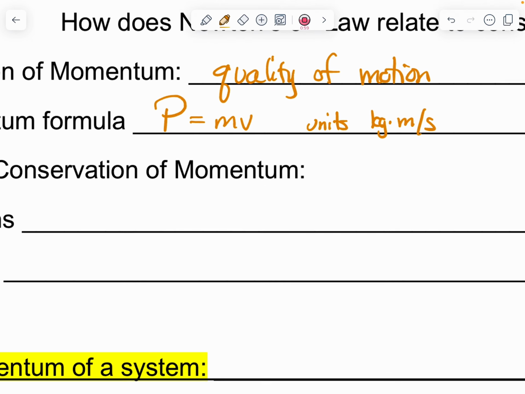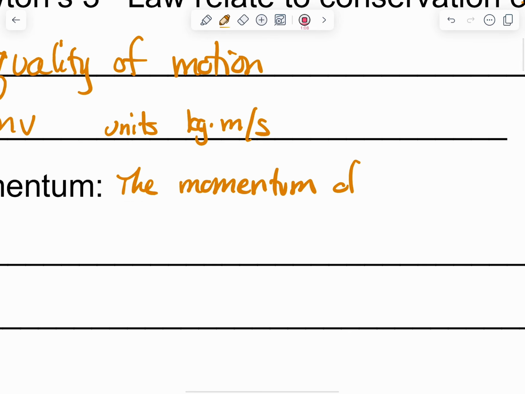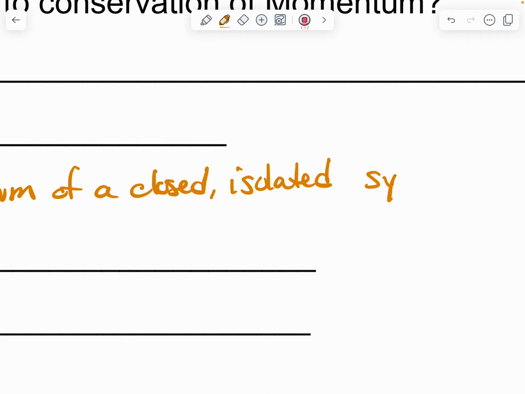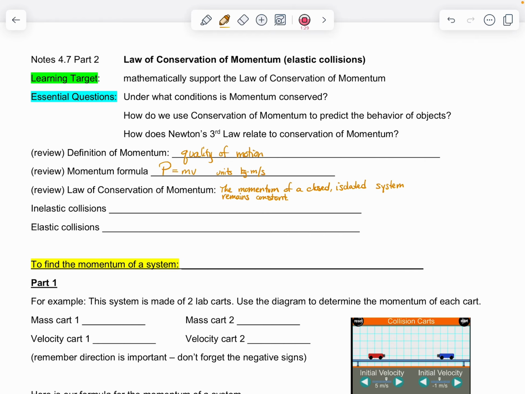Our law of conservation of momentum says that the momentum of a closed, isolated system remains constant. Right? And last time we looked at what happened when 2 carts started out opposite from each other and ran into each other and stuck together, and we saw that their momentum before they collided was equal to their momentum after they collided.